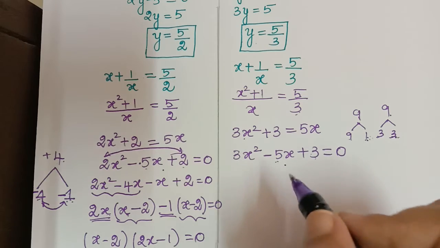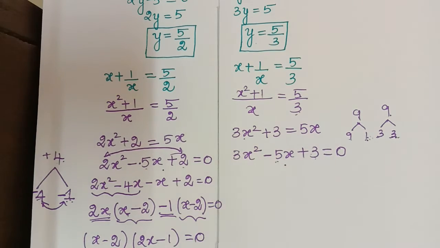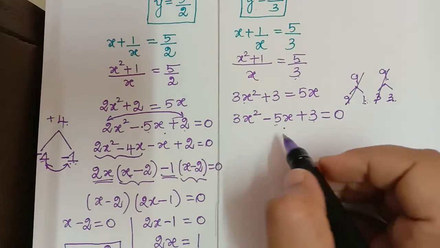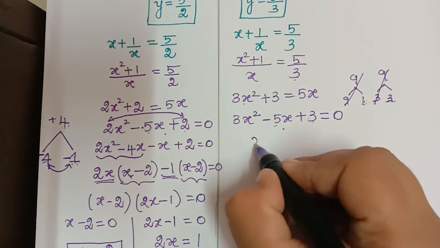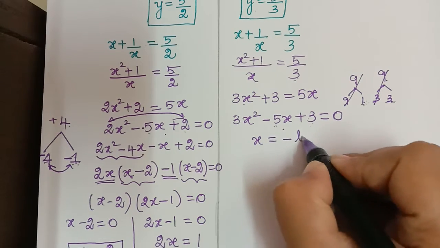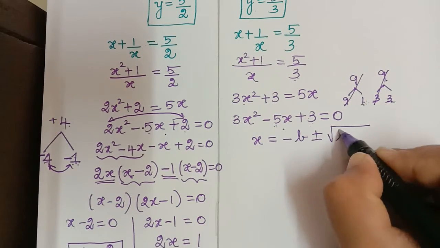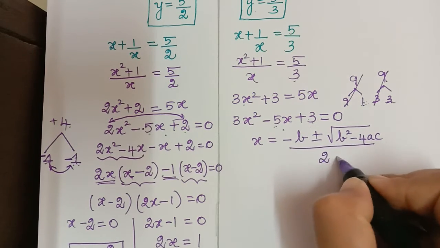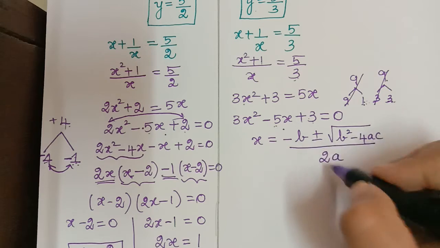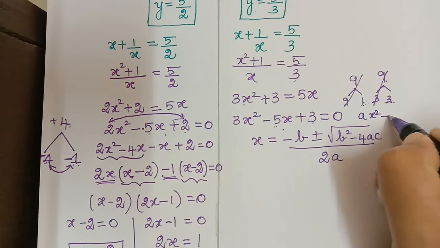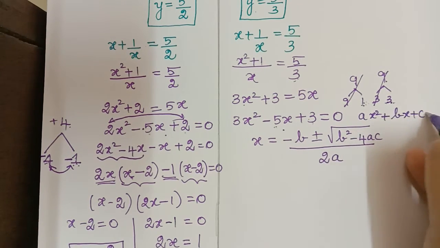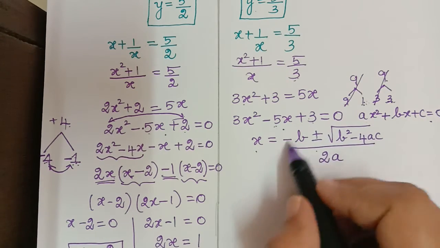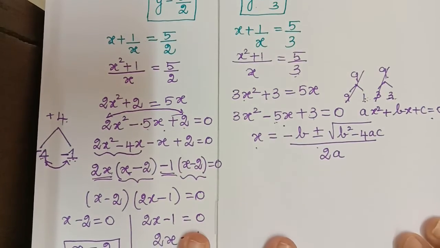So the method that we will be using here to factorize this quadratic equation is x is equal to negative b plus or minus square root of b squared minus 4ac divided by 2a. This method is called the formula method, which is the formula for ax squared plus bx plus c equal to 0. So if this is the quadratic equation, then the value of x is equal to this.